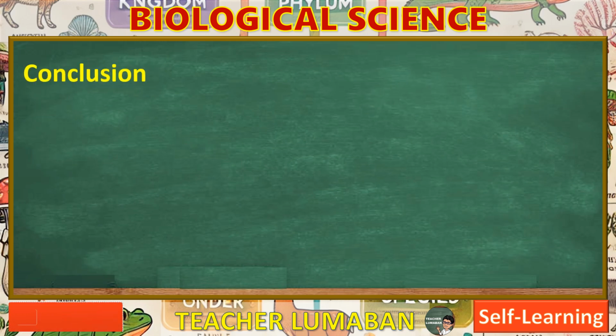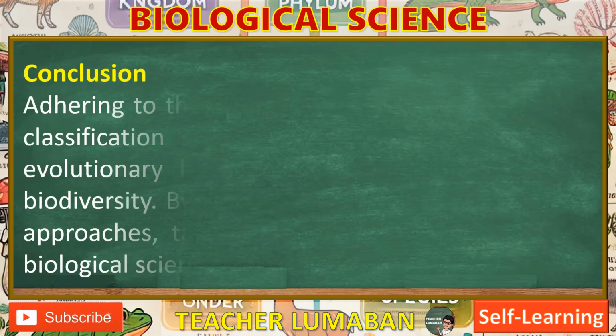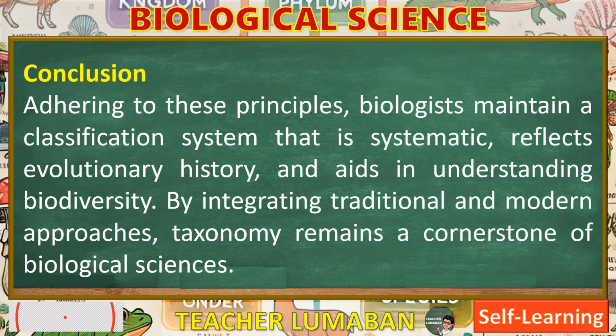Conclusion. Adhering to these principles, biologists maintain a classification system that is systematic, reflects evolutionary history, and aids in understanding biodiversity. By integrating traditional and modern approaches, taxonomy remains a cornerstone of biological sciences.